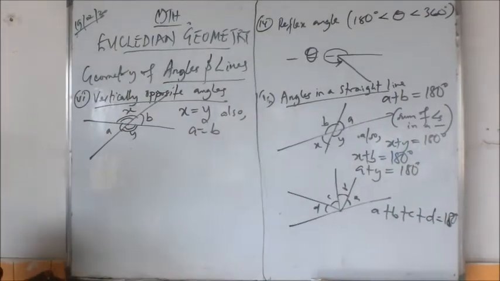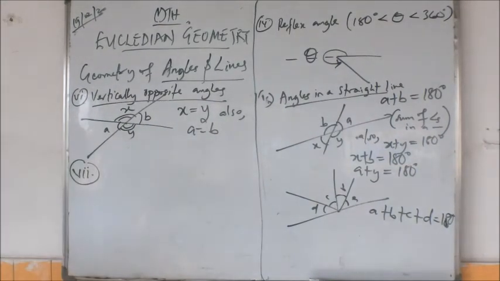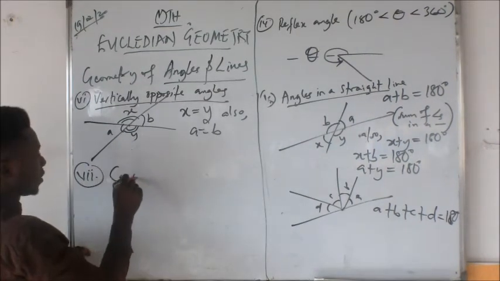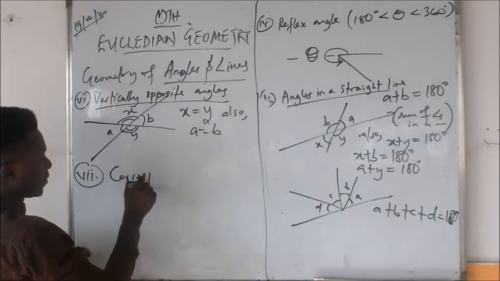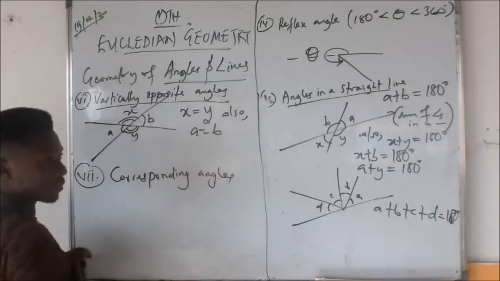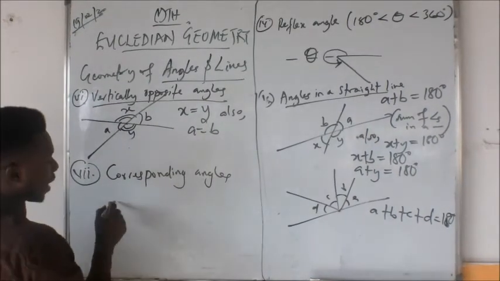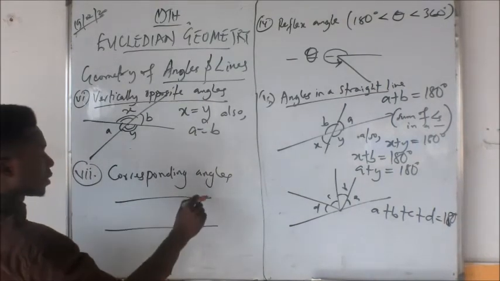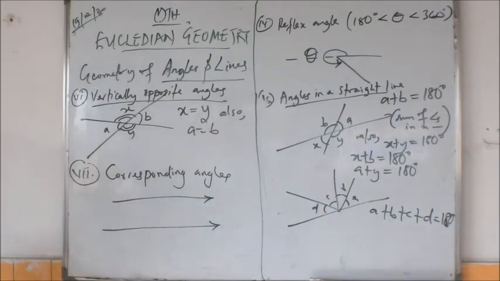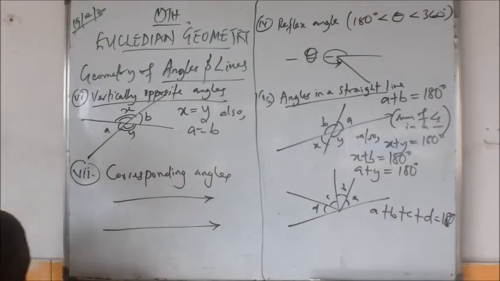Alright, the next one is when we start seeing corresponding angles. Now, that is when you have parallel lines. You have what? Parallel lines. This is how to depict parallel lines. You are always with arrows. Okay? In some textbooks you see double arrows. In some you see single arrow. Meaning that they are still parallel.